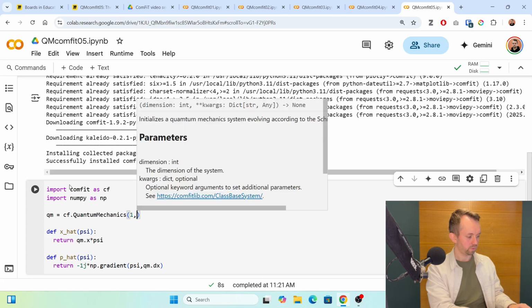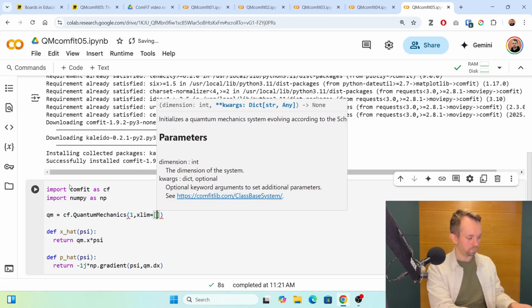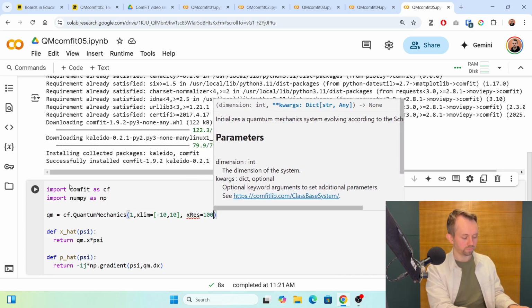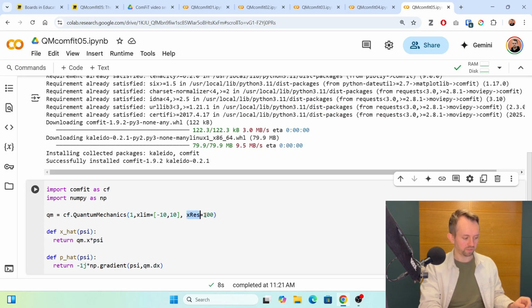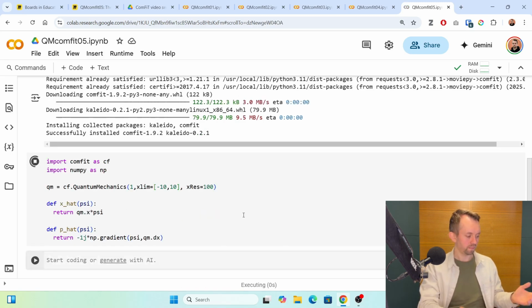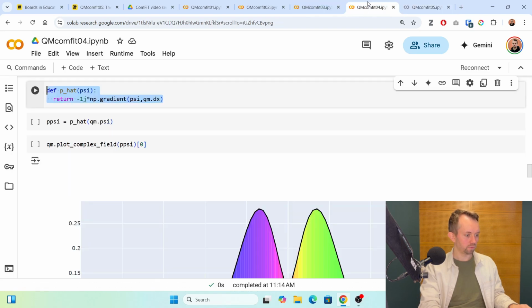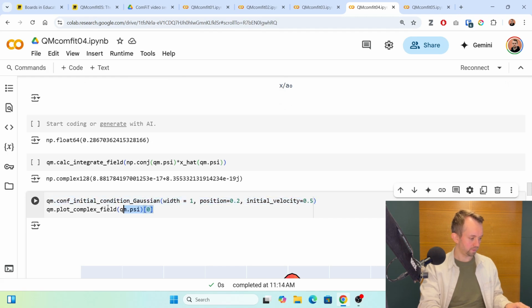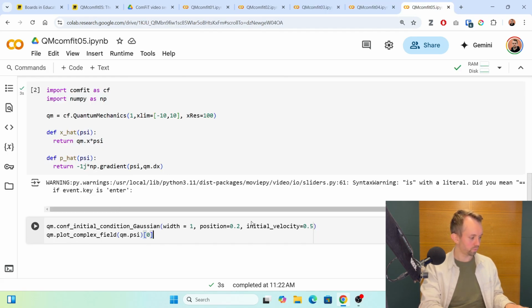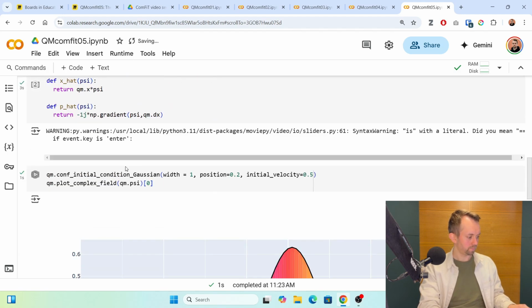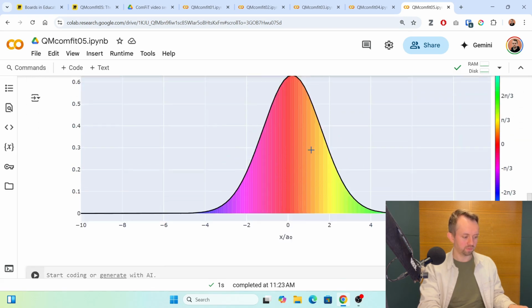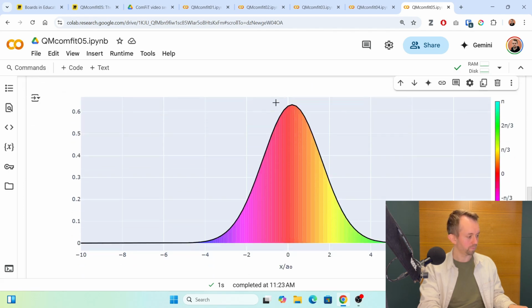CF.quantum mechanics 1, and then xlim -10 to 10, and xres, which I also put to 100. The reason for that is if I don't specify that it's 100, then the wave packet is going to be slightly shifted. It doesn't really matter. Okay, so now let's borrow one of our functions. We had this thing here, so that's what we're going to start with. This is the function that we're going to be playing with a little bit. It's positioned slightly to the right, and it has an initial velocity of 0.5.